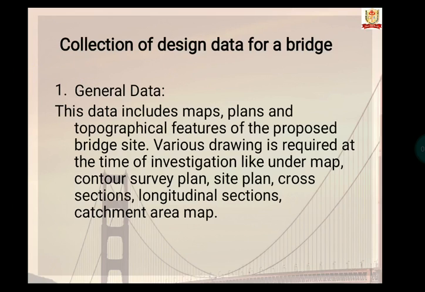Next is collection of design data for a bridge. First is general data. This consists of maps, plans, and topographical features of the proposed bridge site. It shall contain the following information: name of the approach roads and their classification, name of the stream, location of nearest benchmark and reduced level, chainage at center line, maximum recorded intensity and frequency of rainfall, rainfall in centimeter per year, length of catchment, width of catchment, longitudinal slope, etc.